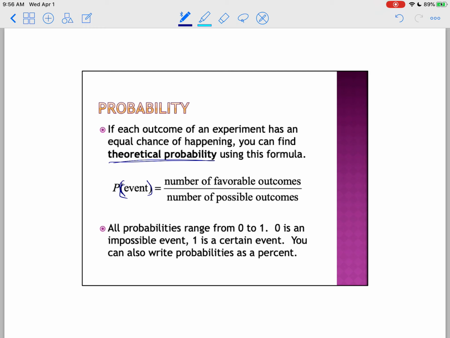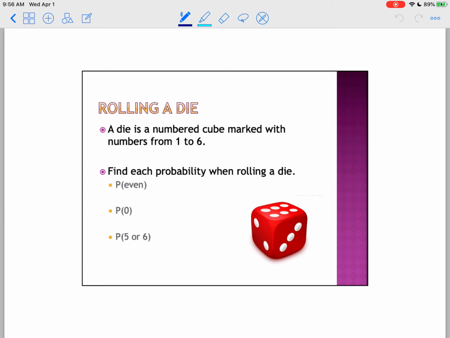Now, these probabilities are always going to be between 0 and 1 if we're talking about proportions. 0 is something that's impossible, and 1 is something that is absolutely going to happen. There's no doubt that it's going to happen. We can also write these probabilities as a percent, as we saw already. So let's move on to another example.